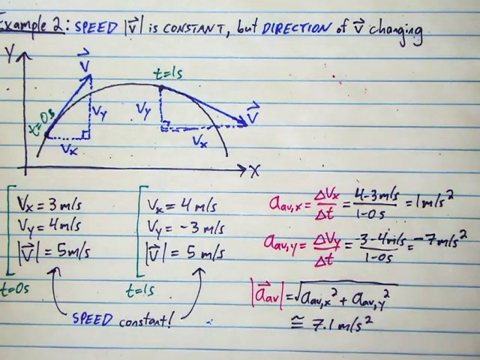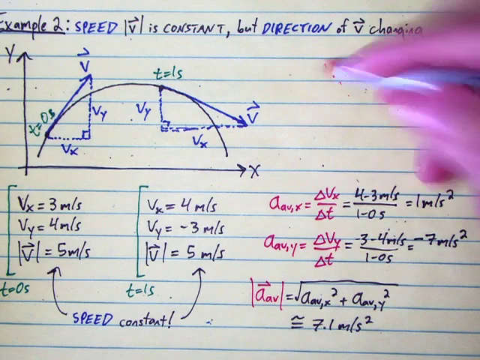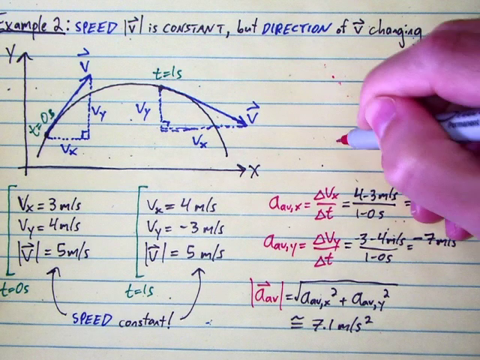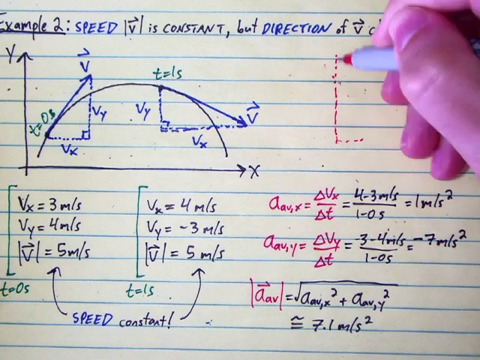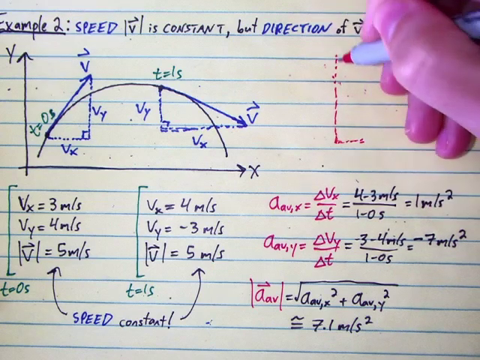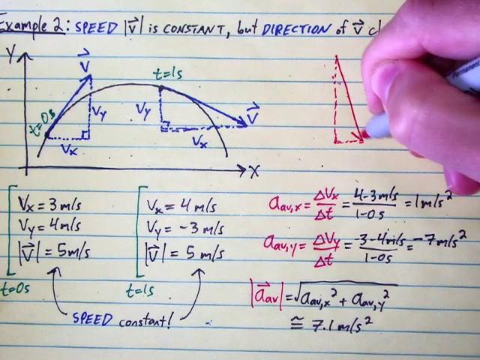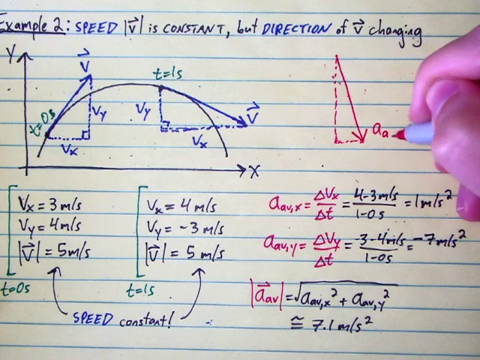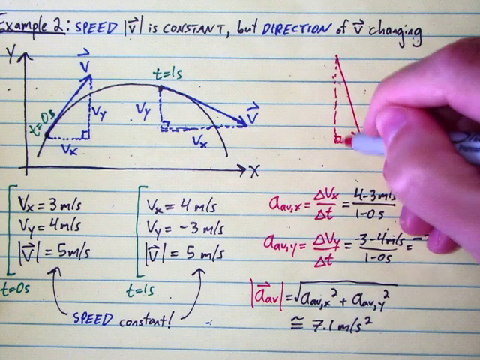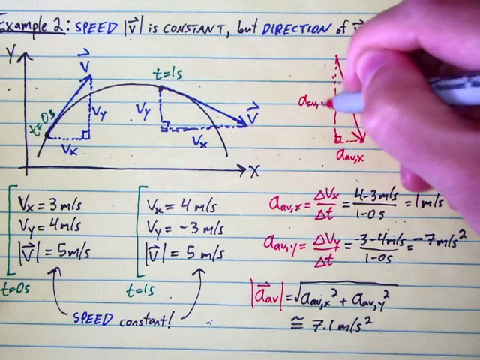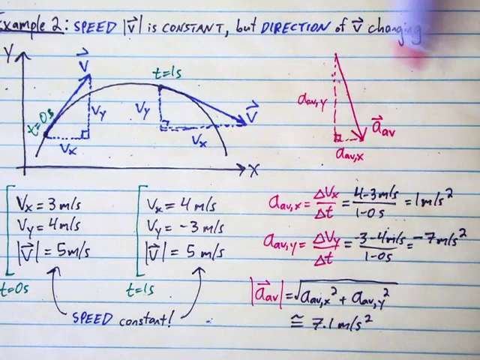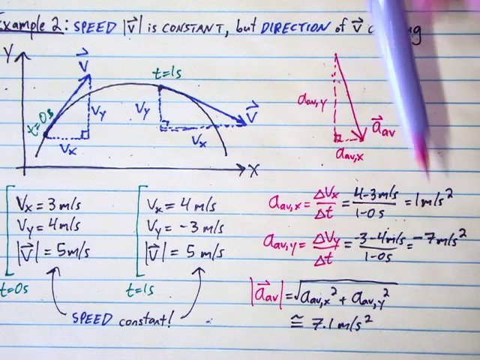Let's try and draw in this acceleration vector. X component is 1, y component is negative 7. So negative 7, 1. Our average acceleration between these two events, a average x component, y component. The average acceleration is pointing down in this direction.